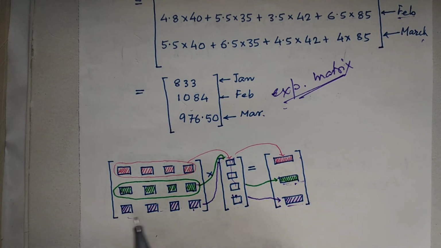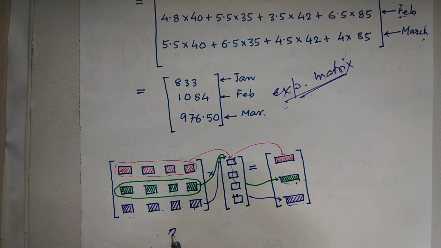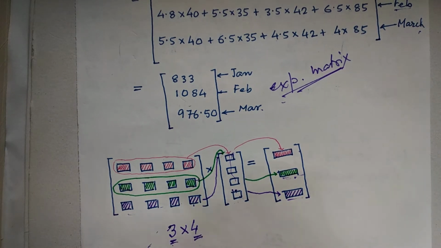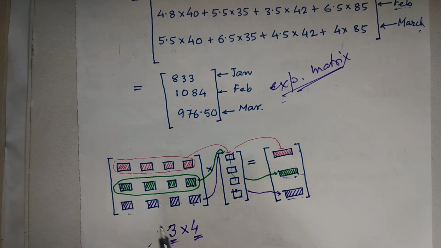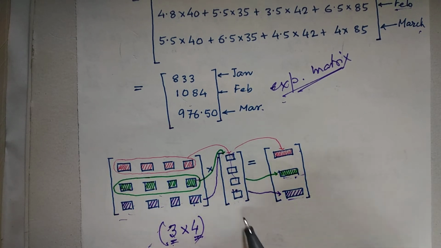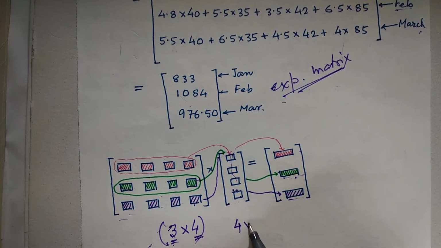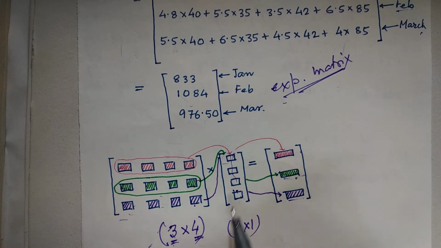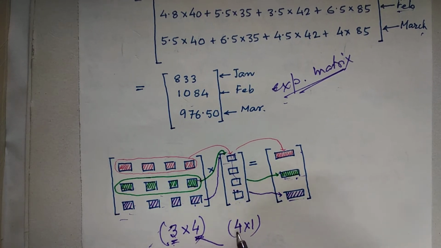This matrix is of size 3 by 4. 3 rows, the first number indicates rows, the second number indicates number of columns. 3 rows and 4 columns. This is a 3 by 4 matrix. And this is a 4 by 1 matrix. 4 rows and 1 column. These two numbers are the same.